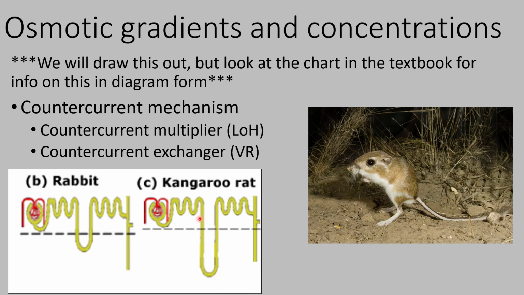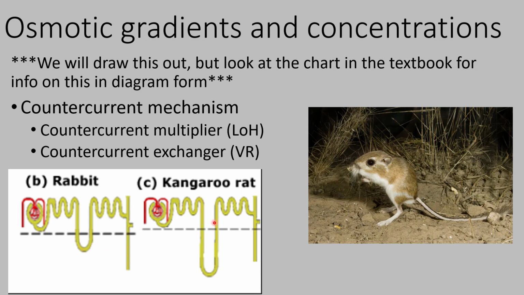Why is that? Well, because kangaroo rats live in the desert. They live in very harsh environments. Rabbits, they live somewhere where it's not so much that they have an overabundance of water, but it's not hard for them to find a source of water. When rabbits are thirsty, they can get a drink relatively easily. They're not in danger of becoming dehydrated.